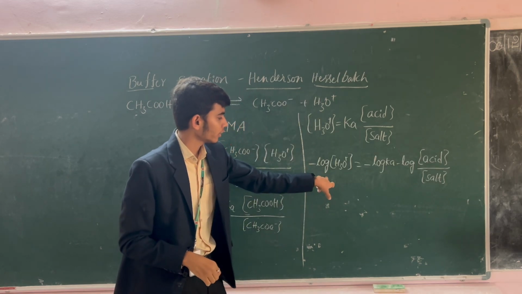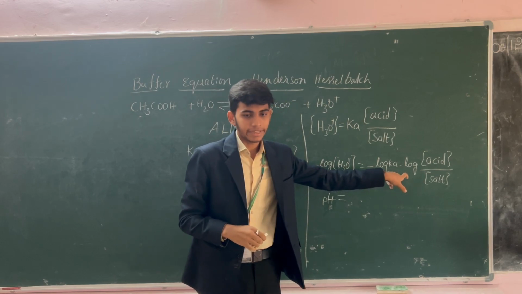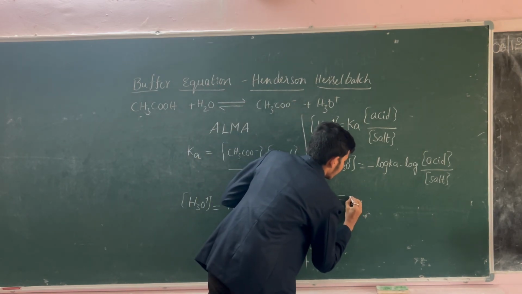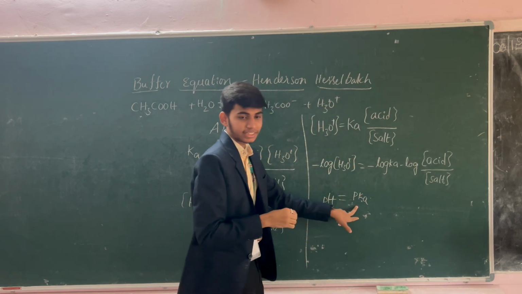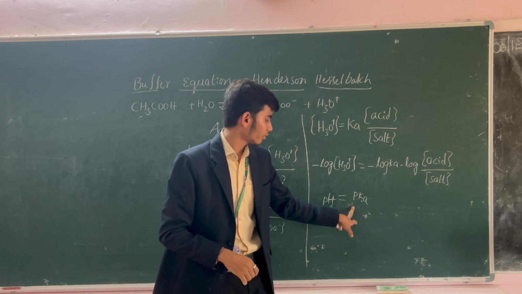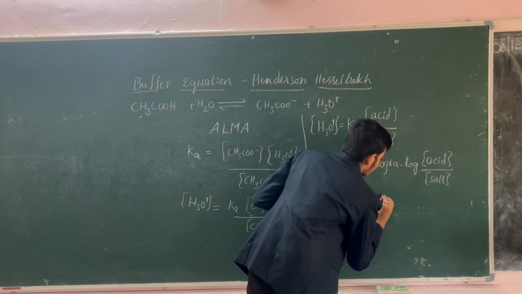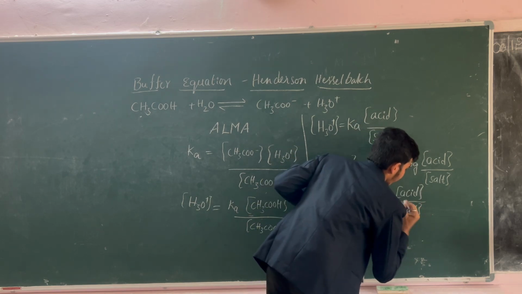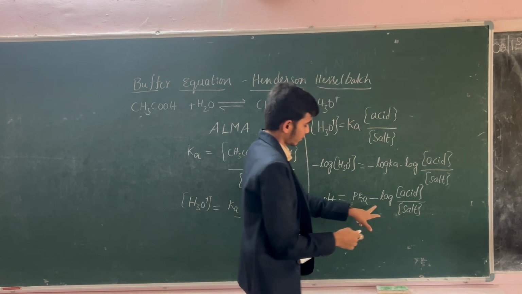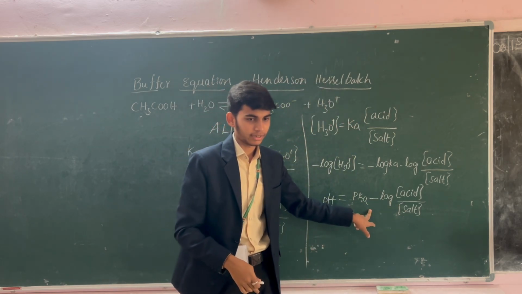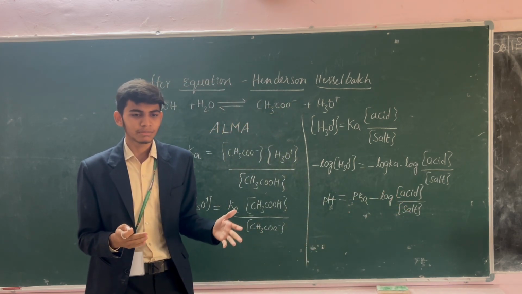See, the negative logarithm of H+ ions is known as pH. The minus log Ka is known as pKa, which is nothing but the acidity constant of an acid, minus log acid by salt. I require plus here, not minus. So for that, we are just going to flip the equation. We have seen this in many previous classes.